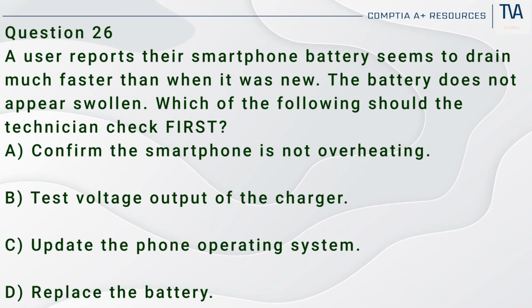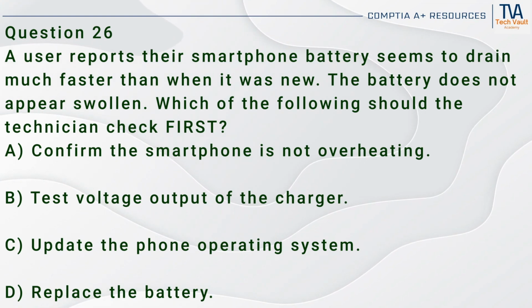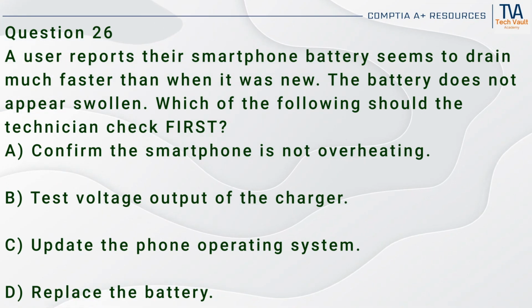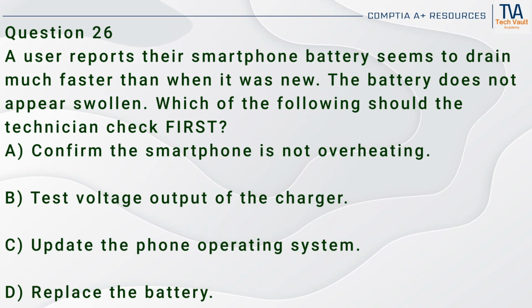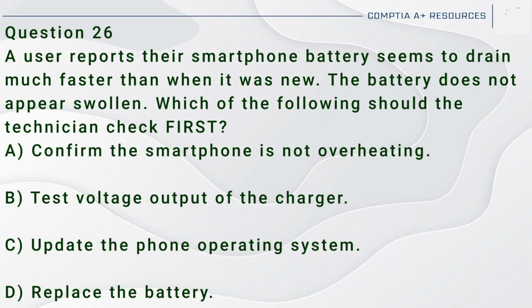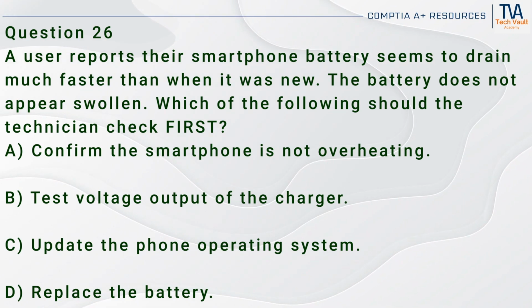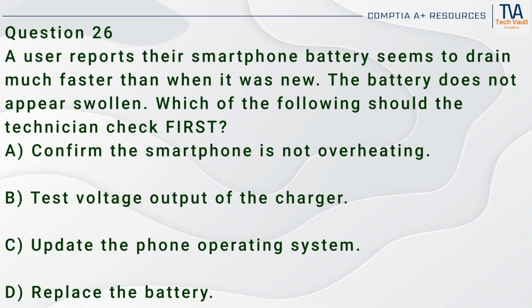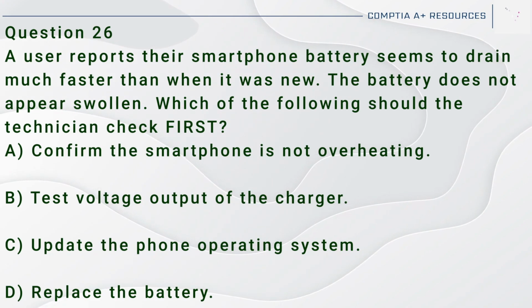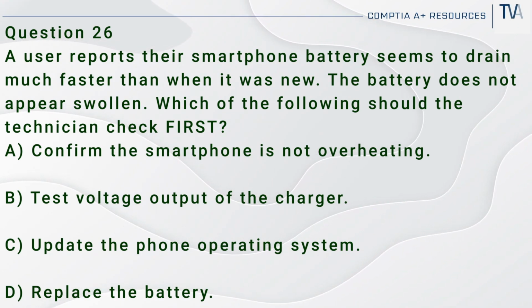Question 26. A user reports their smartphone battery seems to drain much faster than when it was new. The battery does not appear swollen. Which of the following should the technician check first? A, confirm the smartphone is not overheating. B, test voltage output of the charger. C, update the phone operating system. D, replace the battery.